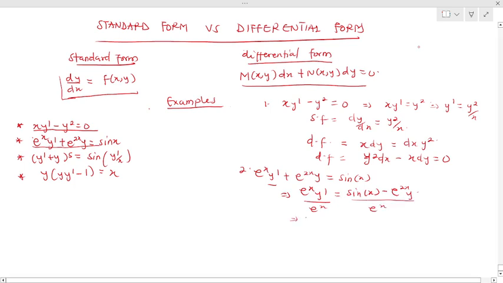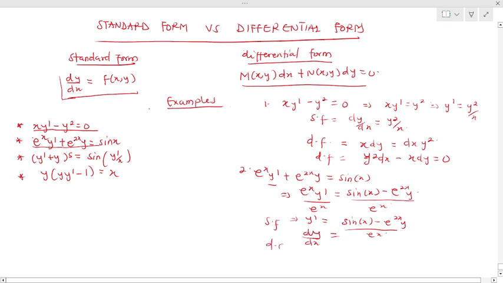Then I'm going to have y prime equal to the expression sine of x minus e to the power 2x multiplying y, over e to the power x. And this is the standard form, because this is the same as dy over dx is equal to the expression. So this is the standard form. And whenever you get a standard form, you can easily get the differential form from it.